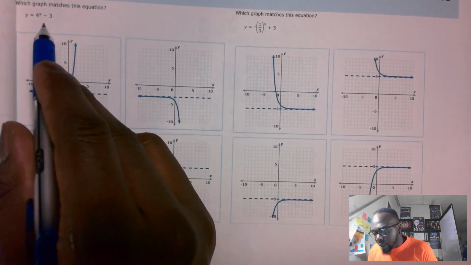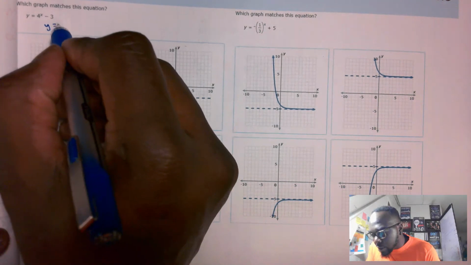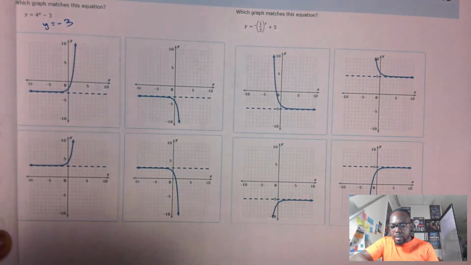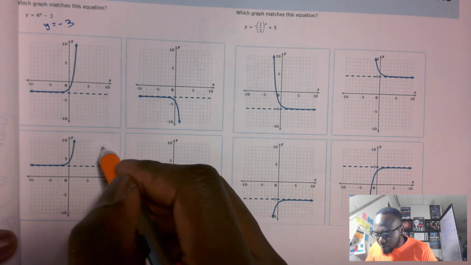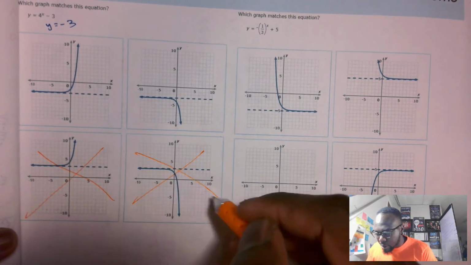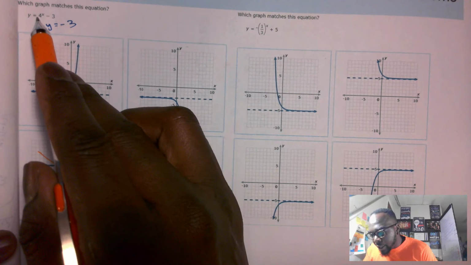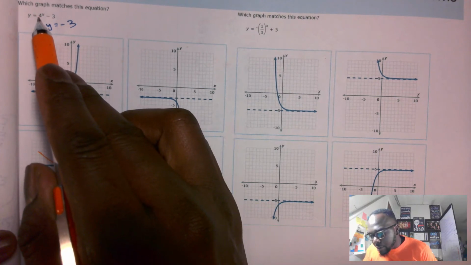So here we have y equals -3. Let's look for all the -3. So we got -3, -3. This is +3, so we can x that out. This is +3. Now here, what we realize, we have a b here.